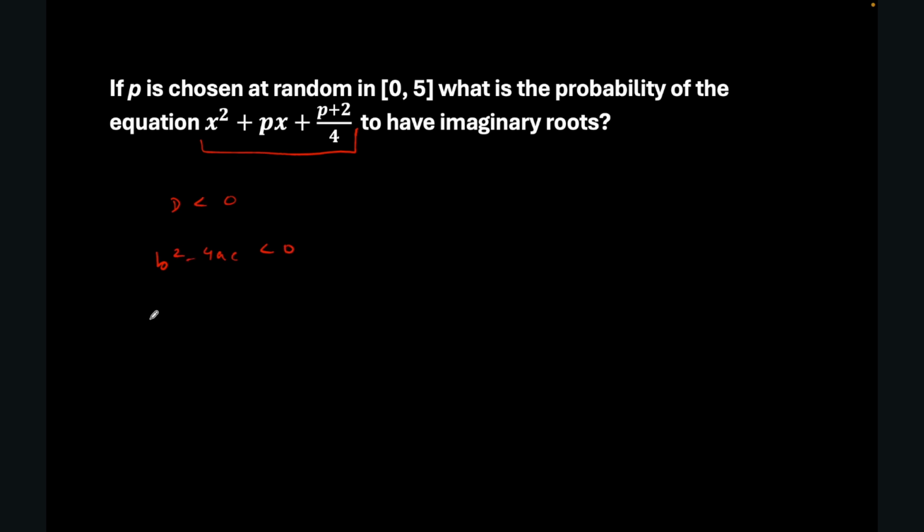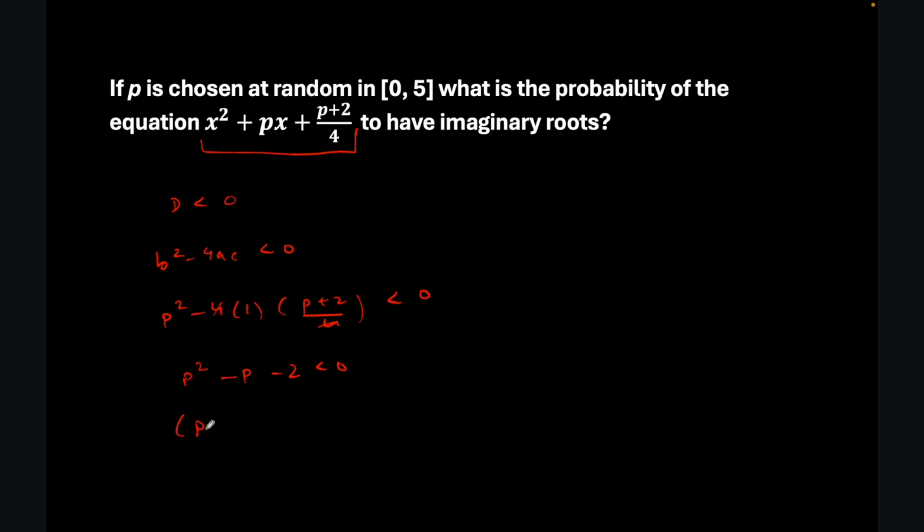So now what is my b? My b is p. p squared minus 4 times 1 times c. c is (p plus 2) by 4. Should be less than 0. So 4 and 4 cancel out. I'm left with p squared minus p minus 2 should be less than 0. Okay, let's solve this quadratic.